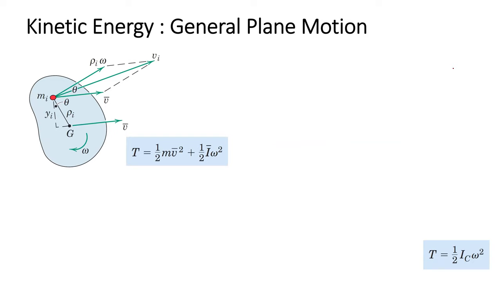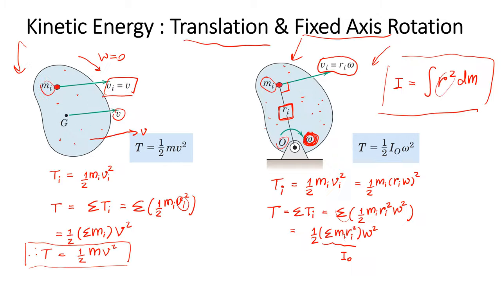How about the case of general plane motion? General plane motion has the combined effect of translation of the center of gravity, or any single point on the rigid body has the component of the velocity of the CG. This is similar to the idea that when it's not rotating, any single point has the same velocity as the center of gravity.